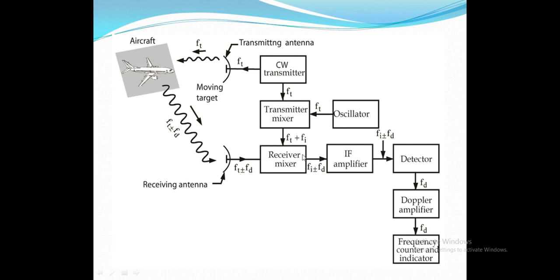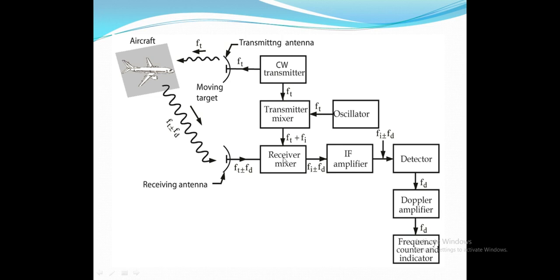So the receiver mixer is used to mix the transmitter mixer output and the receiver mixer input, that is Ft plus Fi and Ft plus or minus Fd. So the overall receiver mixer output is Fi plus or minus Fd.